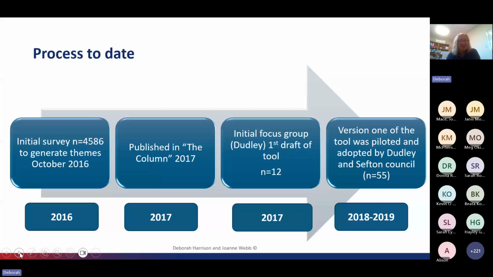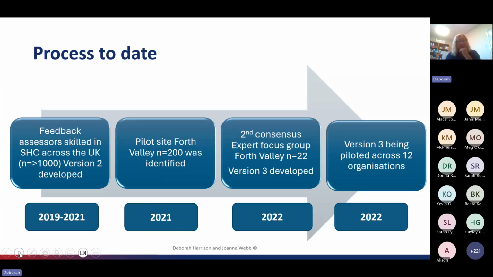Then we had feedback between 2019 and 2021 from over 1,000 people, assessors who were skilled in proportionate care. How do we know they were skilled in proportionate care? Because between 2019 and 2021 all these people were exposed to the tool, and we gained feedback from them. And when it says over 1,000, it was well and truly over 1,000. It was thousands. From that feedback, version 2 was developed.